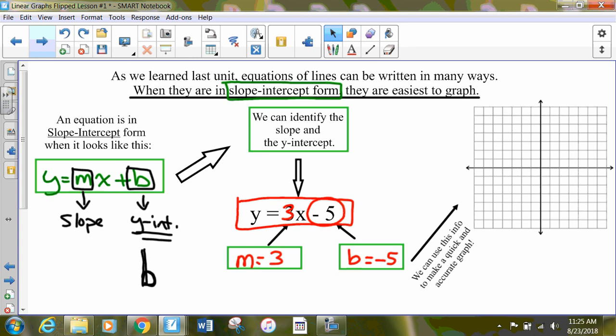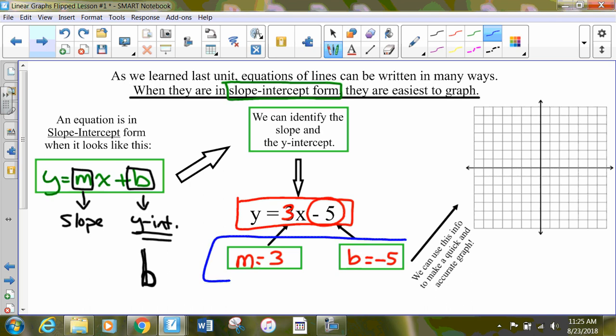If the equation is in this form, all we have to do is this. We say, well, what's my slope and what's my y-intercept? And then we're going to use this information to graph. So the first thing we're going to do is find and put a point wherever the y-intercept is. So what does y-intercept mean?